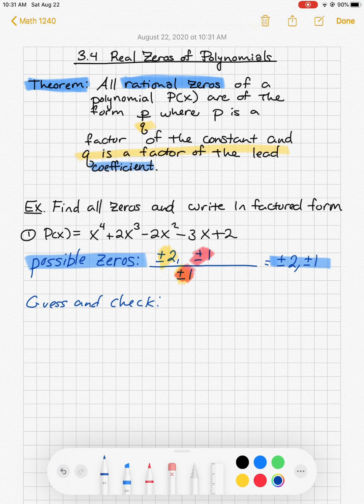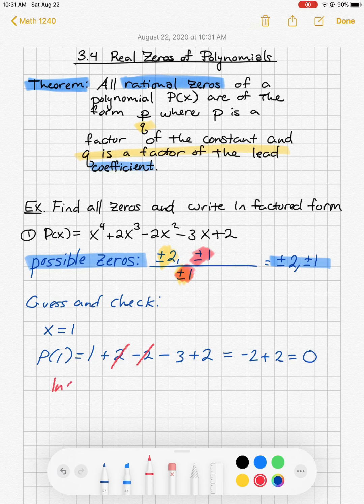I can just pick something. Let me take 1. It's an easy one. What is P of 1? I'd have 1 to the 4th plus 2 times 1 minus 2 times 1 minus 3 times 1 plus 2. I'm looking to see if this is 0. Okay, so these are going to cancel. Oh, it is, isn't it? This is a nice one. 1 minus 3 is negative 2. Negative 2 plus 2 is 0. So indeed, x equals 1 is a zero.